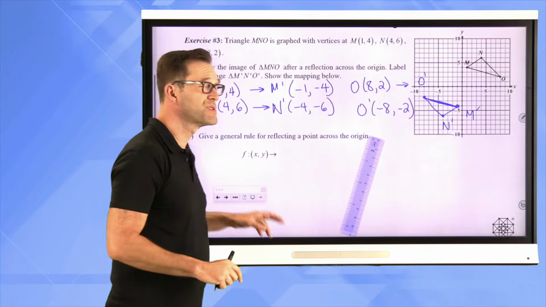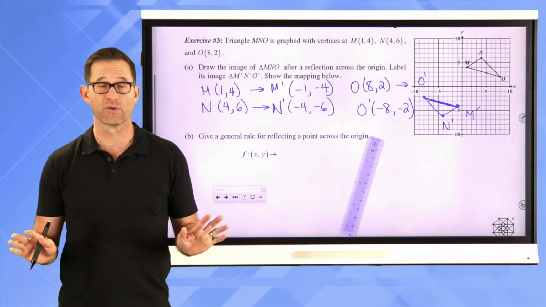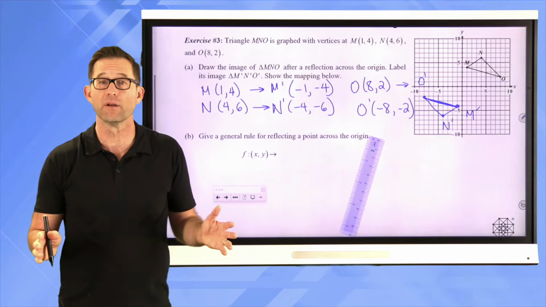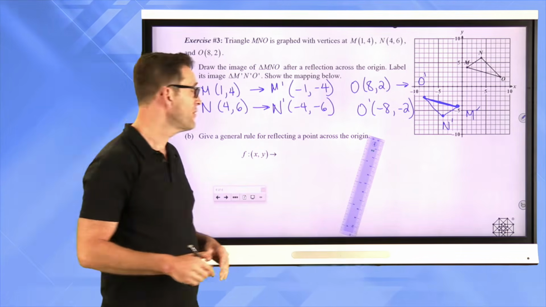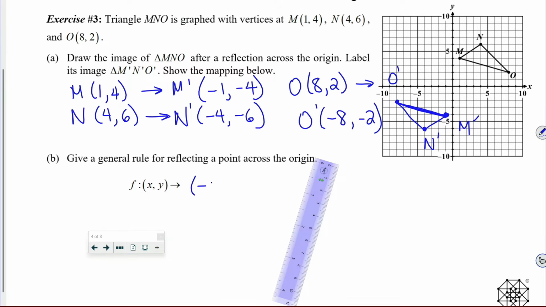It's not so simple if you're not reflecting in the origin. If you're reflecting in some other point, it's a little bit more challenging. But in the origin, it's fairly easy. F of x comma y simply goes to -x comma -y. All right? And it should sort of make some sense, right?